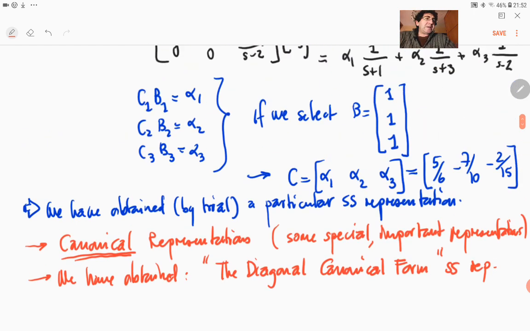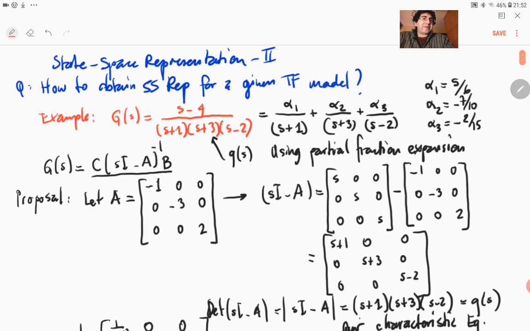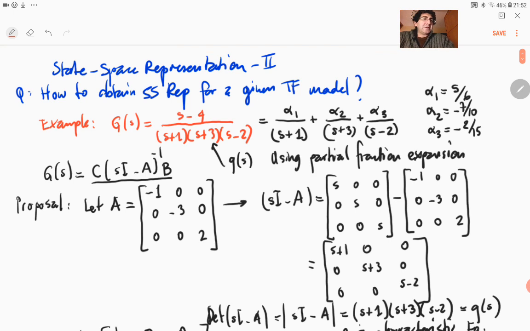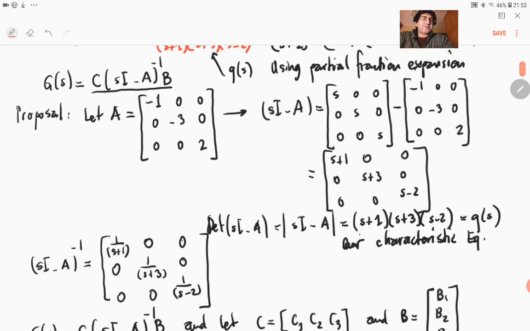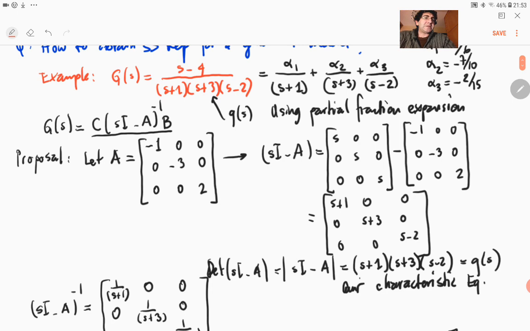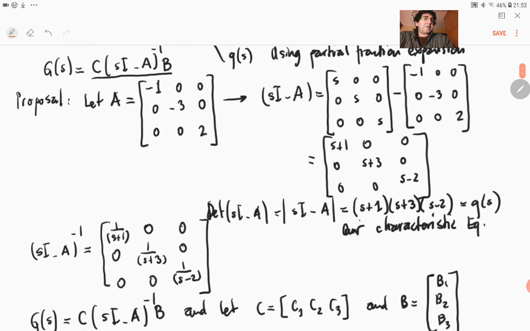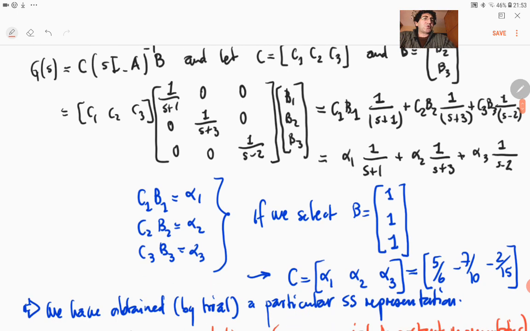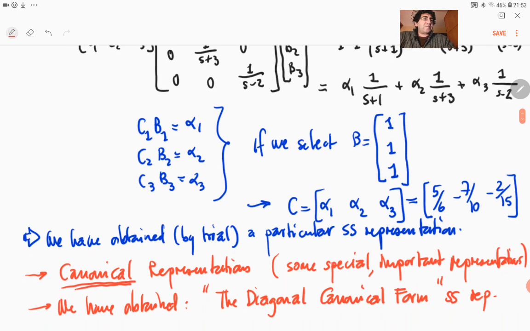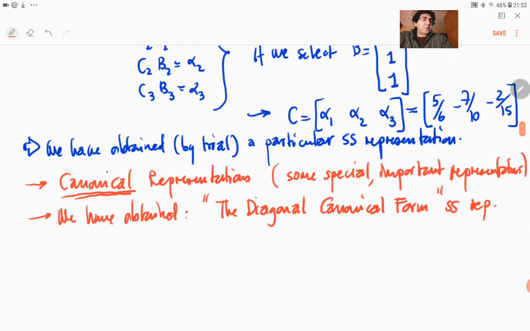So in our example, we started with a transfer function. We made a particular choice for the matrix A as being composed of the eigenvalues, as composed of the poles of this system. And we ended up making a possible choice for C and B. And we were able to determine both A, B, and C. And this one we call the diagonal canonical form.